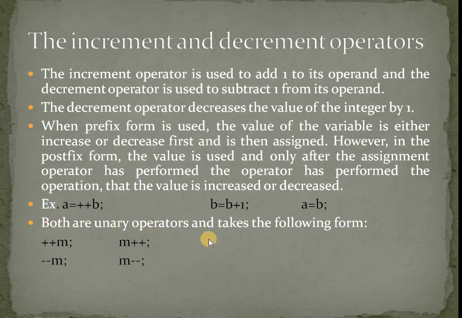Both are unary operators and take the following form. Remember that increment and decrement operators are unary operators. They require only one operand. So this is prefix form of increment, plus plus m, m plus plus, minus minus m, m minus minus. Usually we are going to use the postfix form of increment and decrement operators. So I hope you have understood what increment and decrement operators are.